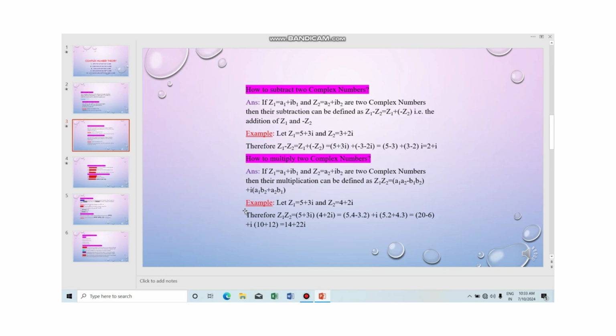Now, multiplication of two complex numbers. Multiplication of two complex numbers z1 and z2 can be defined as z1 into z2 equals a1 a2 minus b1 b2 plus i whole bracket a1 b2 plus a2 b1. Here an example is also given. Very simple.